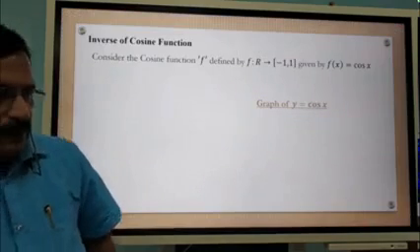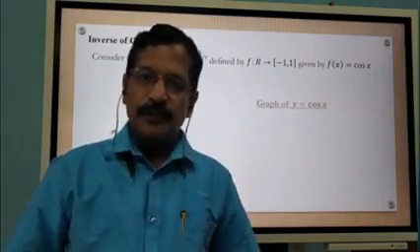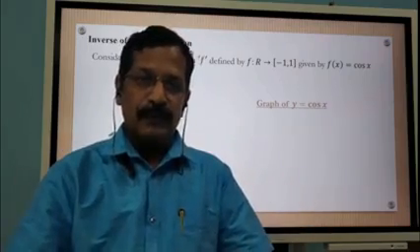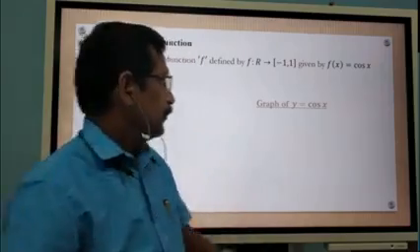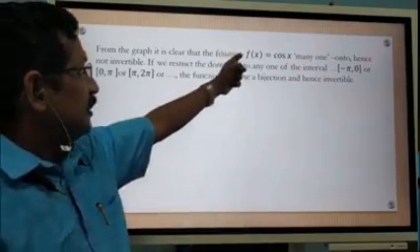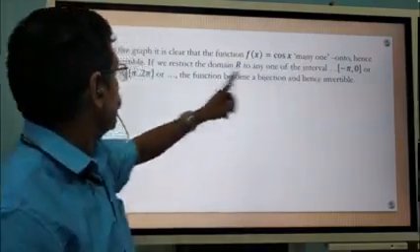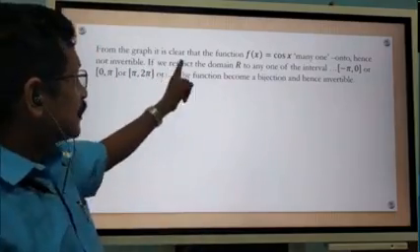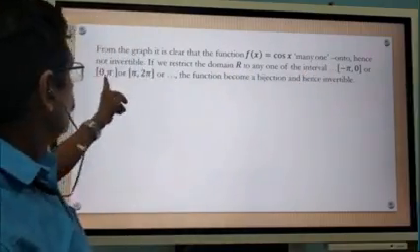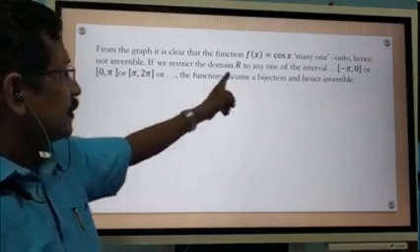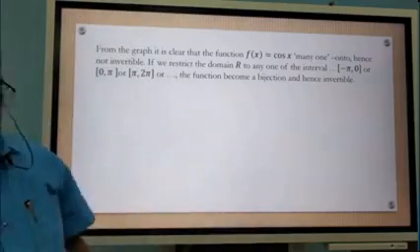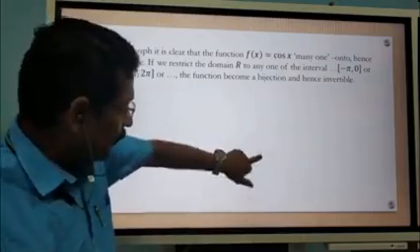Dear children, when we are studying inverse trigonometric functions and trigonometric functions, connect everything as far as possible to its graphical view. So it will be permanent in our mind. So from the graph we have seen that the function f of x is equal to cos x is many-one on to, hence not invertible. If you restrict the domain R to any one of the intervals minus pi to 0 or 0 to pi or pi to 2 pi etc., the function becomes a bijection, hence invertible. So in those branches it is invertible.